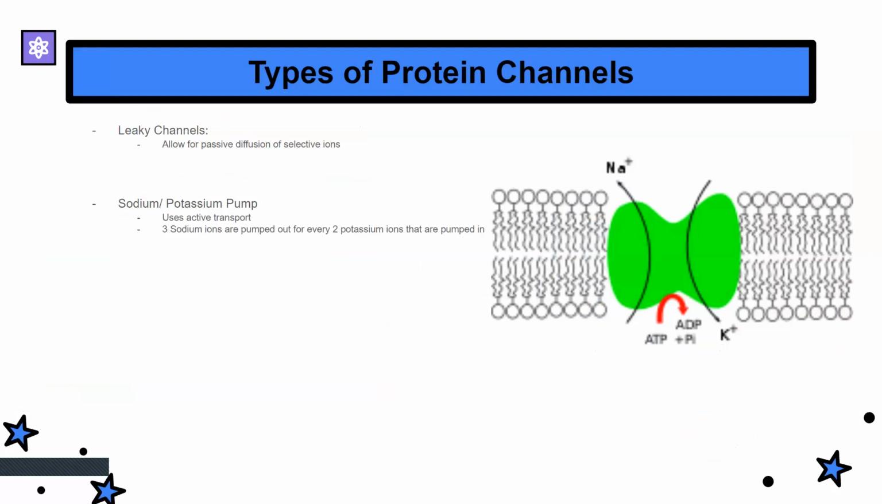Next thing we need to be aware of: protein channels. We have different types of channels that allow these ions to move across. The first one is leaky channels. They're selective, so each one has its own ion, and they allow ions to diffuse along the concentration gradient, from high concentration to low.